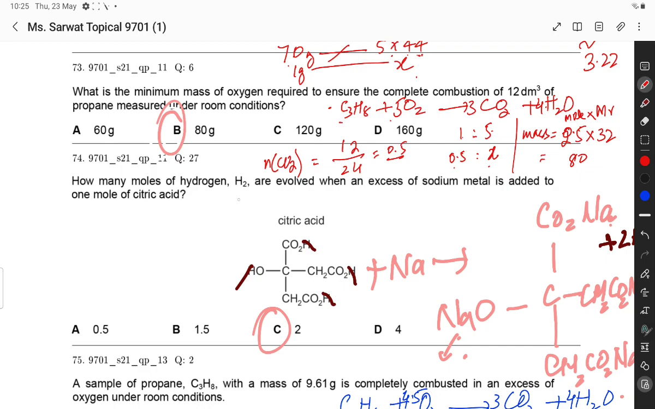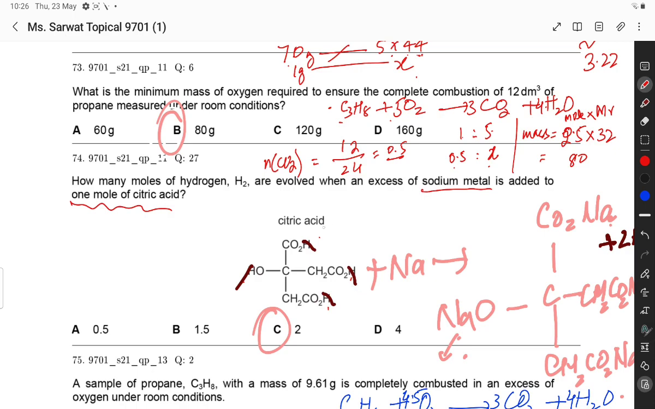Next question is, how many moles of hydrogen are evolved when an excess of sodium metal is added to 1 mole of citric acid? Hydrogen gas. So we know that 1 mole of sodium reacts with this compound. Look at here, over here sodium, over here sodium, over here sodium, and over here sodium.